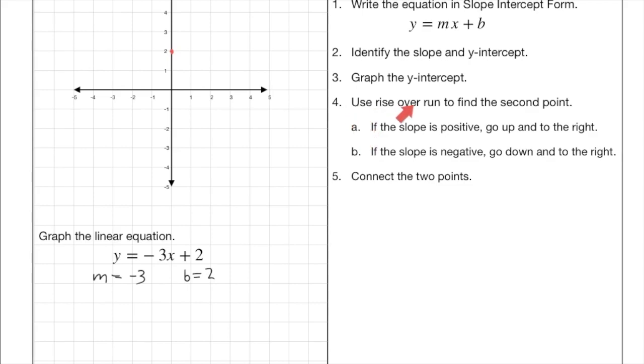And then we're going to follow the example from the previous one. We're going to check rise over run. In this case, we have option B. The slope is negative, so we're going to go down and to the right. So we're going to change that into a fraction. -3 is the same thing as -3 divided by 1. So we're going to move 3 units down, 1, 2, 3, and we're going to move 1 unit to the right. So that's where you're going to put your next point.